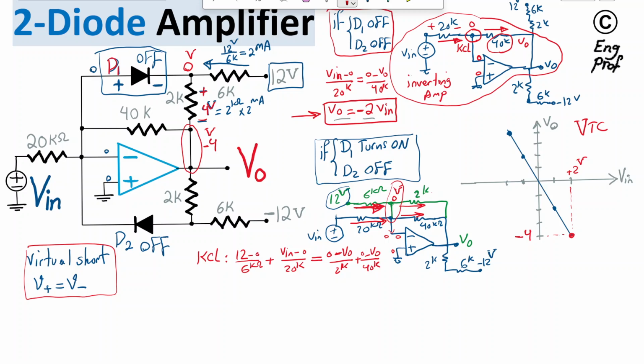Or effectively 2K and 4K are in parallel. So we can therefore get to this point. Let me go back to my original color. So it would get to this point that V out is just negative 2K in parallel with 40K as the feedback resistor, times Vn divided by 20K plus 12 over 6K, which means 2 milliamp.